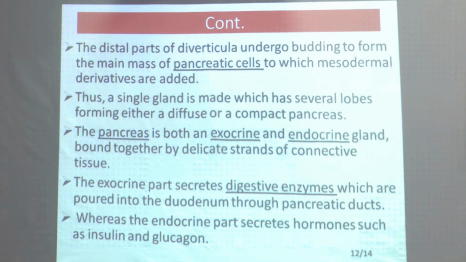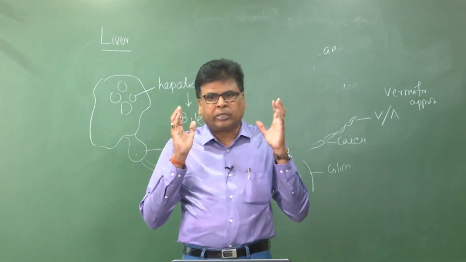Thus a single gland is present, and the most interesting thing is that the pancreas is a compound gland in nature. Some part of the pancreas secretes enzymes, and some parts secrete hormones. So, the pancreas is both exocrine and endocrine in nature. The exocrine part secretes digestive enzymes and the endocrine part secretes the hormones insulin and glucagon. So, this is all about the pancreas.